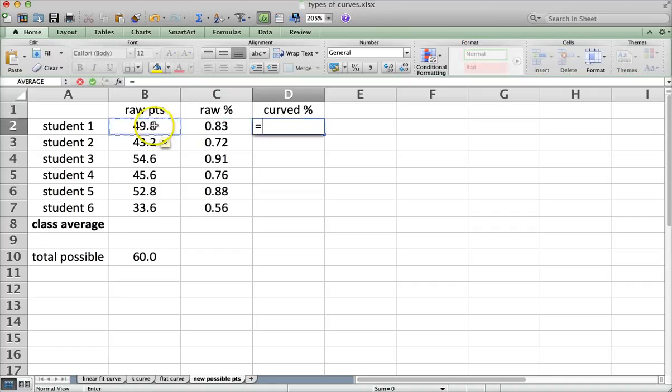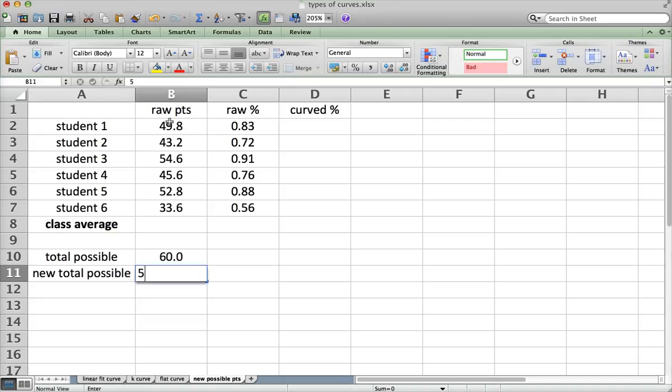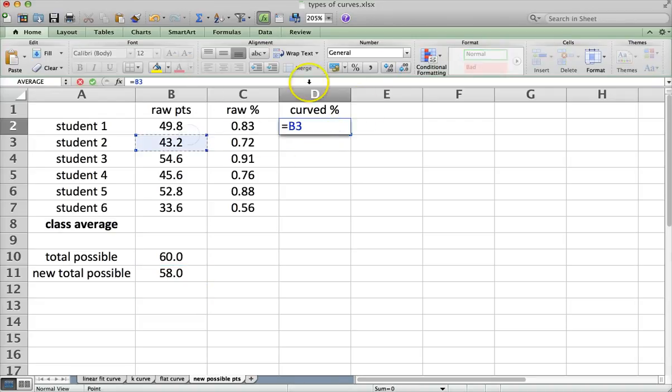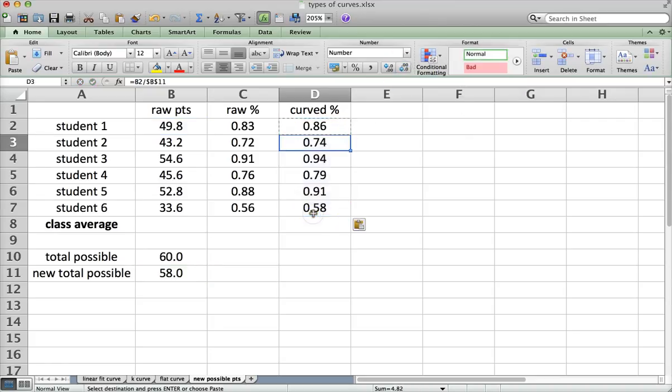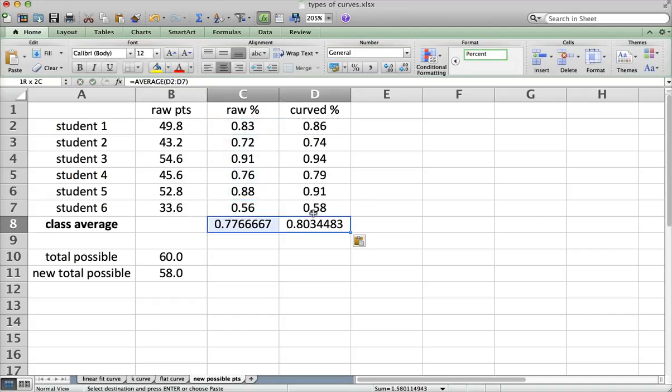The curved percent, instead of dividing by the old total, I have some new total possible points, which is like 58 or something, right? So instead of taking their raw points, instead of dividing by 60, I'm going to divide by 58. And I fix this cell reference, and then I take away some decimal places, and I copy, paste, and let's get the average. Okay. And you can make these percentages if you'd like.